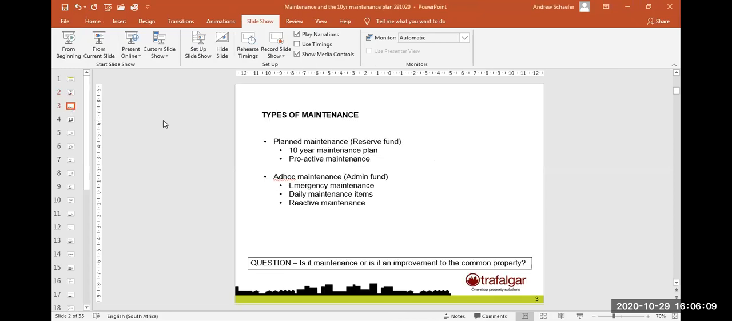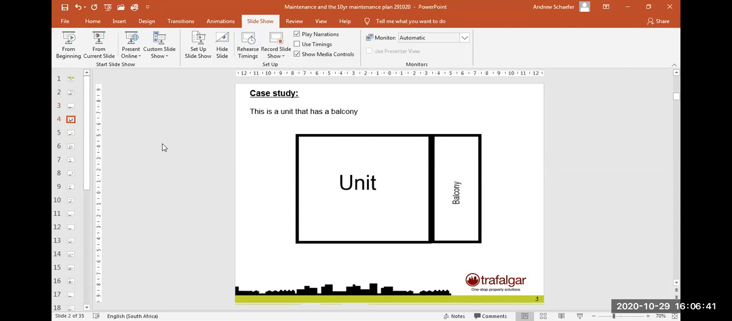So every sectional title has two different categories of maintenance. Namely, we have your planned maintenance, which is catered for in terms of your reserve fund. And under planned maintenance, of course, we have any 10-year plan maintenance as well as any proactive maintenance. Then we also have your ad hoc or your unplanned maintenance. This would usually include your emergency repairs, day-to-day minor maintenance items, reactive maintenance items, and those items are all usually covered and funded by your admin fund. We can move over to the next slide.